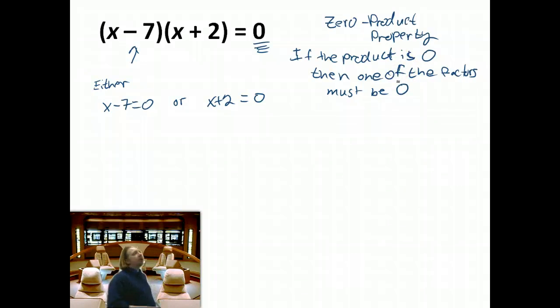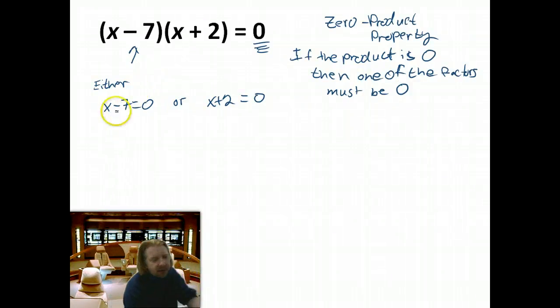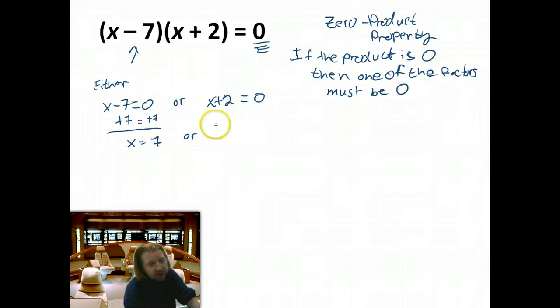Because I have two things, x minus 7 and x plus 2 multiplied together, and they equal 0, one or the other must be 0, which means I can solve this equation now. If I take this side over here, add 7 to both sides, and now I can go over here, subtract 2 from each side. I get x is equal to negative 2. So my answers to this problem are that x is 7 or negative 2.